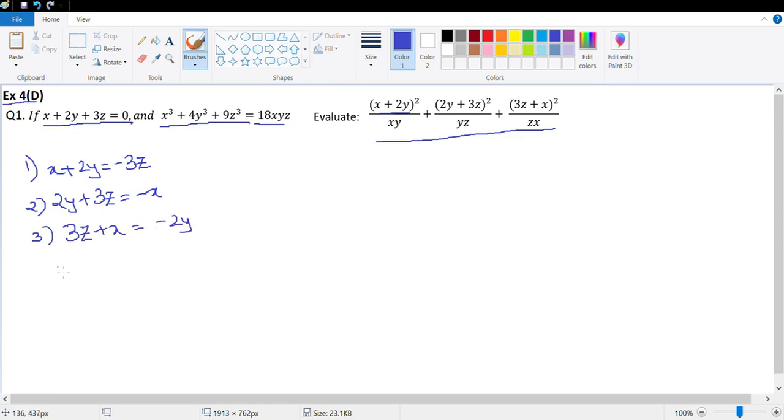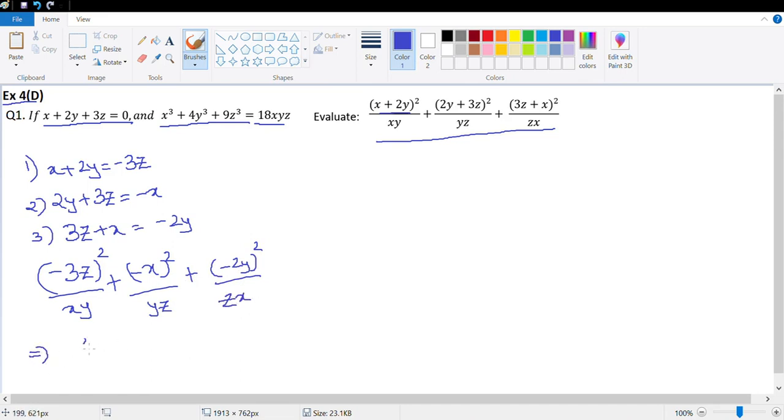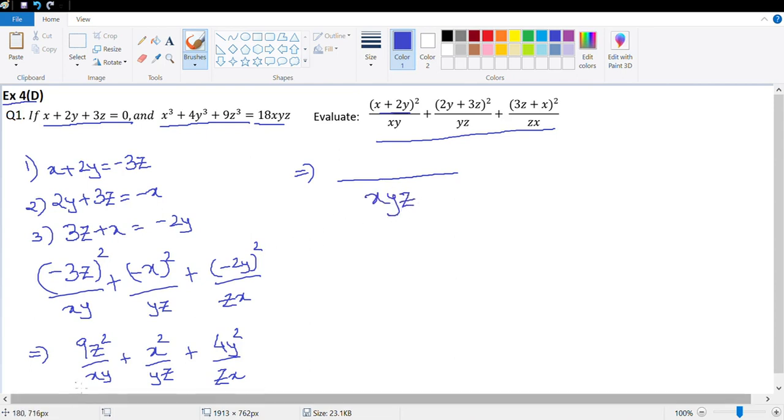Substituting this in the required expression, what I get is negative 3z the whole square upon xy, plus negative x the whole square upon yz, plus negative 2y the whole square upon zx. Let's open the bracket. This is 9z square upon xy plus x square upon yz plus 4y square upon zx. Let's add this. The LCM of this would be xyz. So the first term will have to be multiplied with a z. That makes it 9z cube.